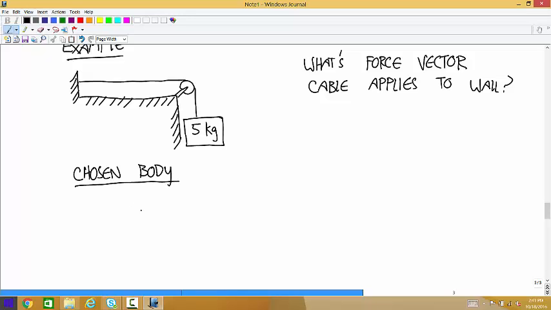So we're going to choose that 5 kilogram block to look at with Newton's second law. And since there's a cable attached to it, we'll add that little stump of cable. And then the forces are a downward force of 5 times 9.81, which is 49.05. And then the cable force comes right out of the stump, has a value of T.